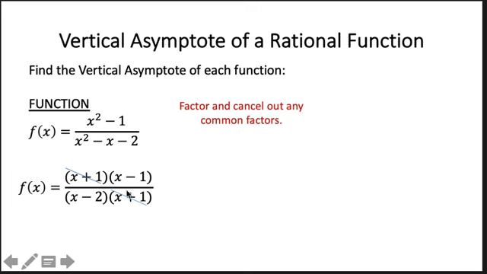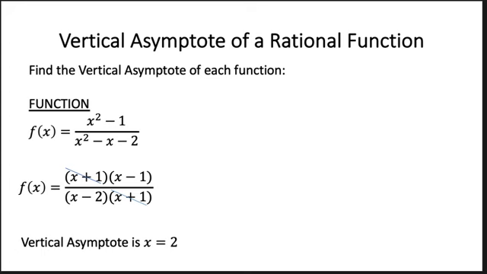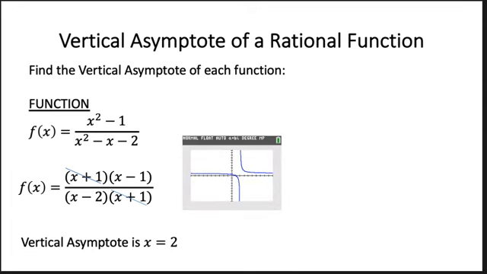And what makes that 0? Well, x equals 2 makes that 0, and that's our vertical asymptote. But just like before, we want to make connections. So let's look at the graph of this function. So the graph looks like this. That follows with what we thought. There is a vertical asymptote at x equals 2.